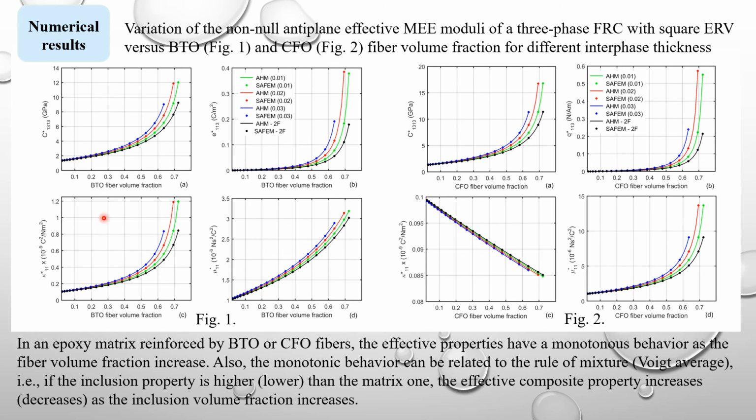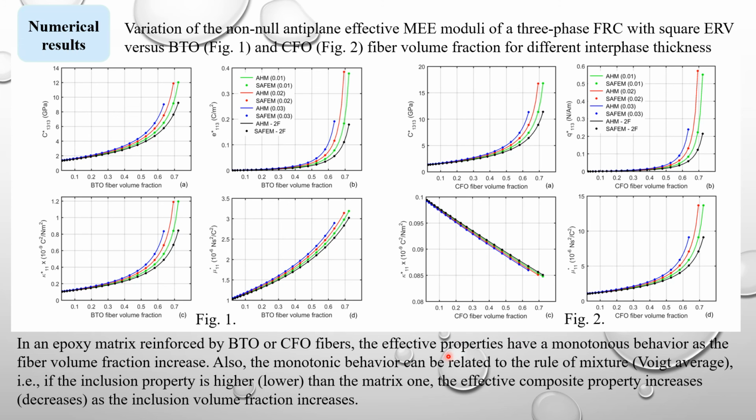When the epoxy matrix is reinforced with either BTO or CFO fibers, the effective property have monotonous behaviors as the fiber volume fraction increases. The monotonous behavior can be related to the rule of mixture or the Voigt average. That is, if the inclusion property is higher, lower than the matrix ones, the effective composite property increases, decreases as the inclusion volume fraction increases.